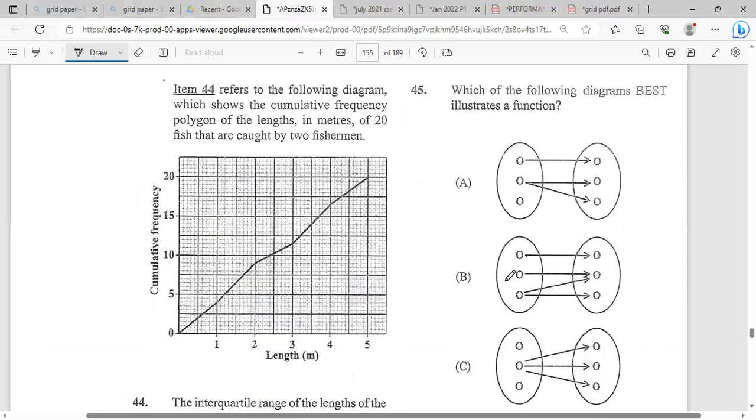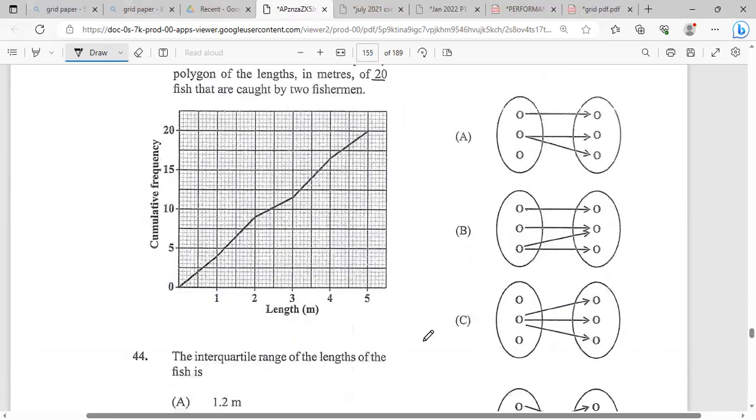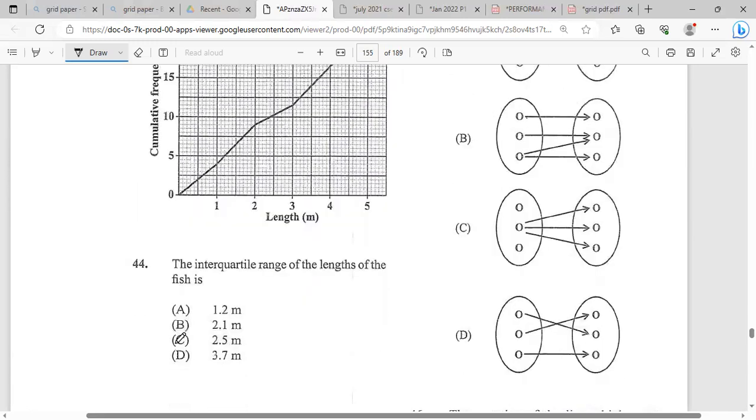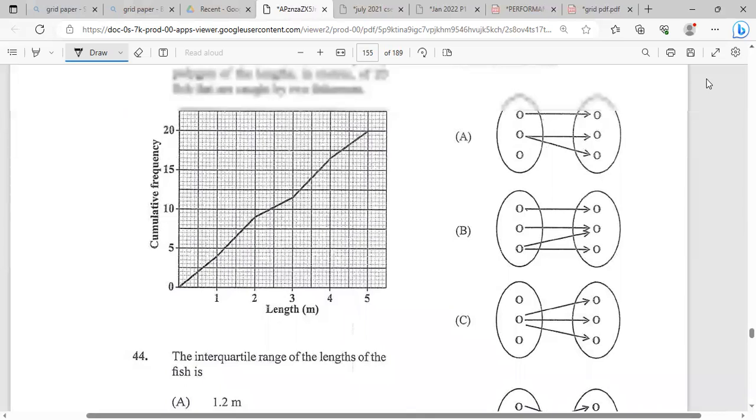All right, this is a repeat one too. Item 44 refers to the following diagram, which shows the cumulative frequency polygon of lengths of 20 fish that are caught by 2 fishermen. The interquartile range of the length of fish is, and this one is 2.5. This is a repeat one. And just remember, for those of you who might not remember, interquartile range is Q3 minus Q1.